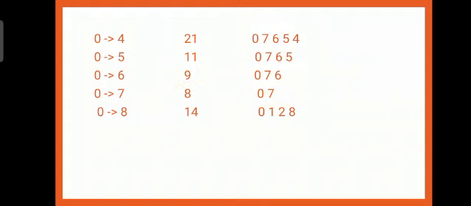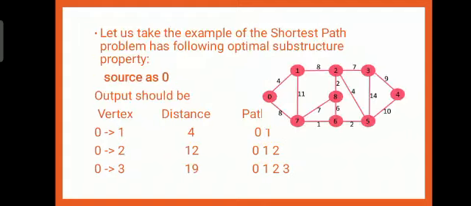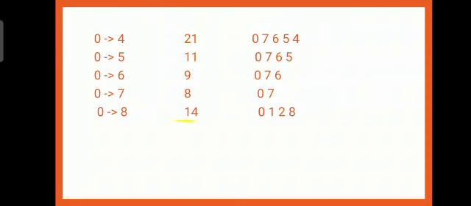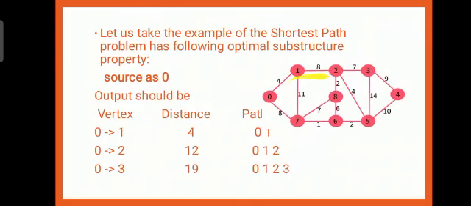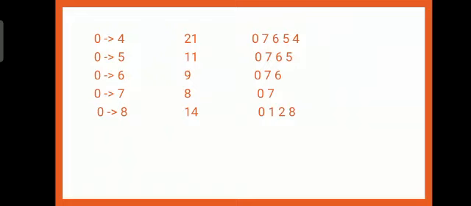Now let us see the path between 0 and 8. 0 to 7, 7 to 8 may be a path, but we will consider 0 to 1, 1 to 2, and 2 to 8. By adding the distances of 0 to 1, 1 to 2, and 2 to 8, we get 14. So 4 plus 8, 8 plus 2 is 14.